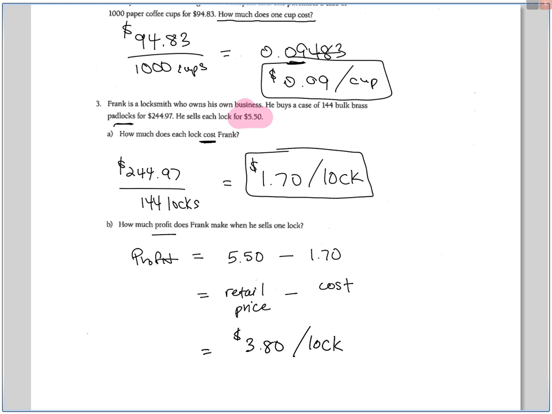So if he sells 100 locks, times it by 100. If he sells 1,000 locks, times it by 1,000. And that's how much money this guy's going to make.